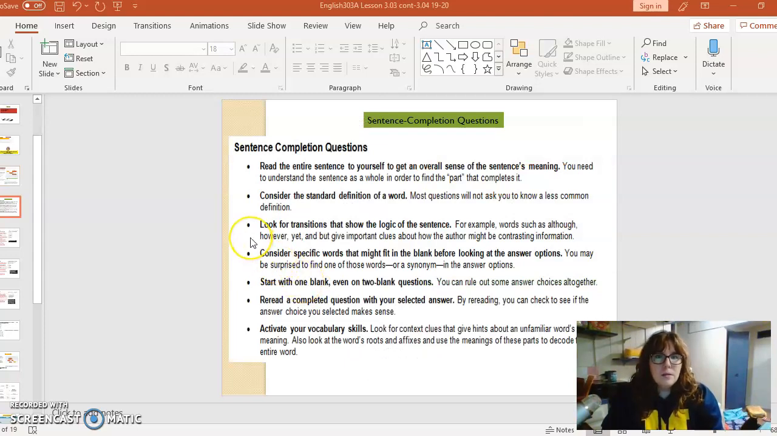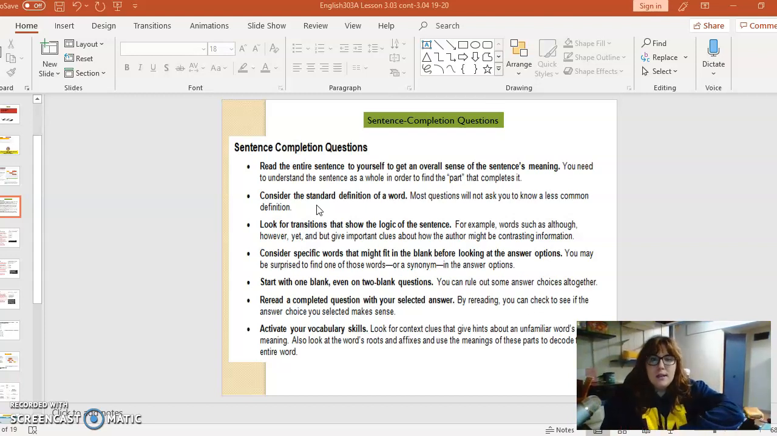Okay, so some little tips for sentence completion questions. So read the entire sentence to yourself to get kind of the overall connotation of the question. You have to understand it as a whole in order to find the little piece. So then you're considering the standard definitions of the words. So if some of the words are long, they're different, they might have multiple meanings. The most common definition is going to be the one that you're going to use. They don't usually ask you for some lesser known definition.